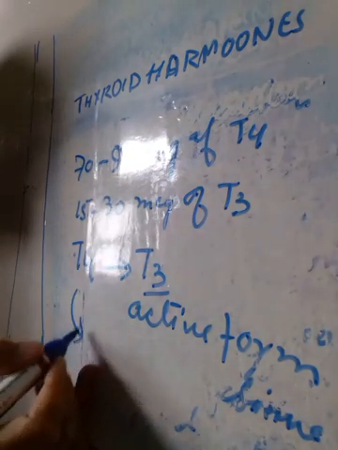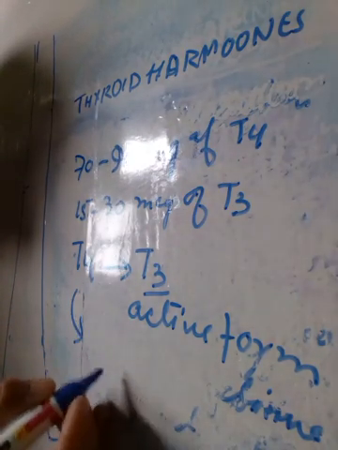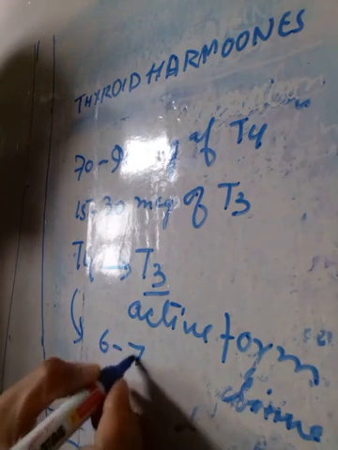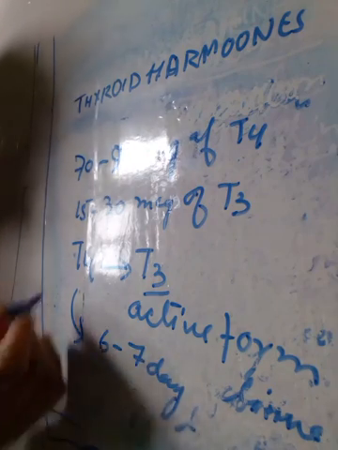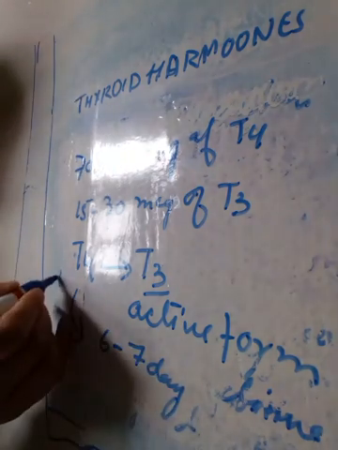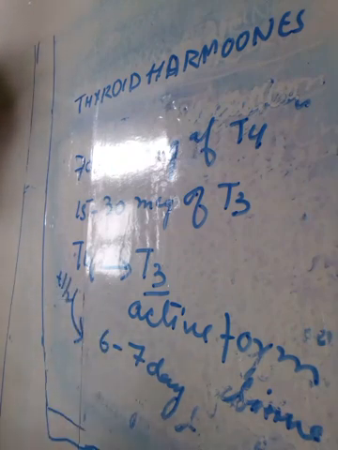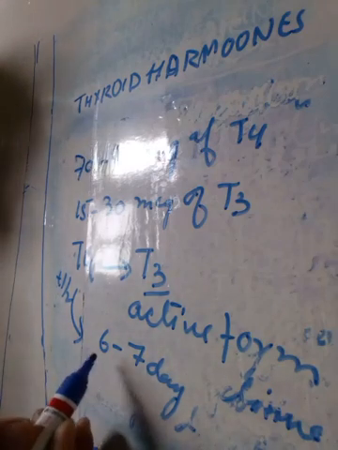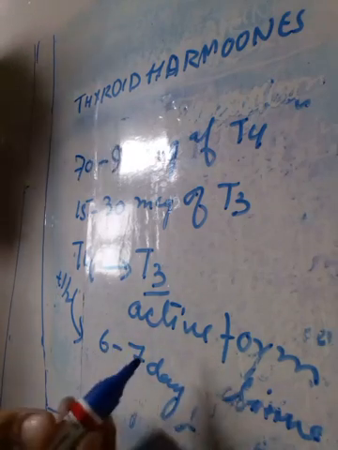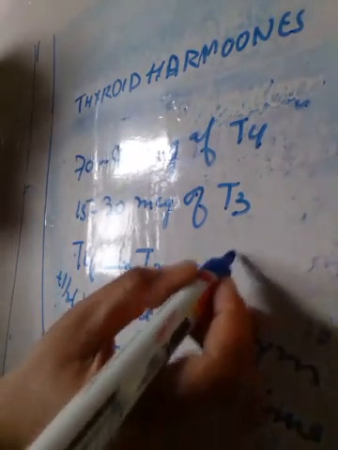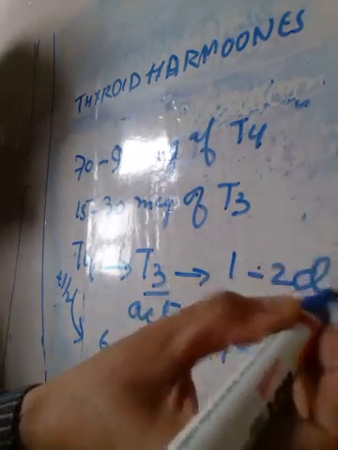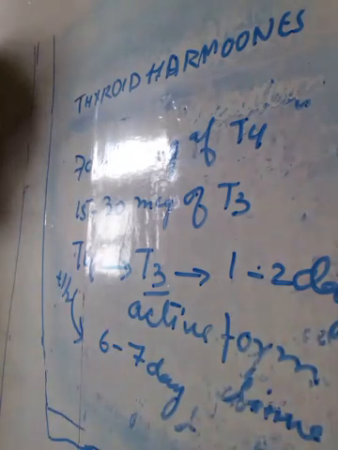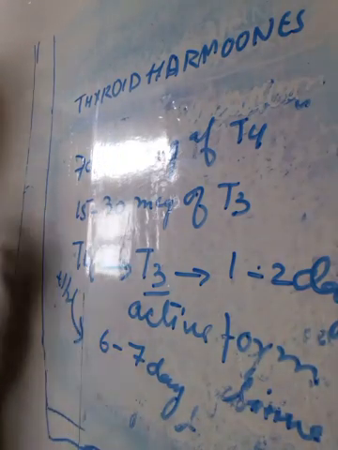The T half of T4 is 6 to 7 days. By T half, we mean the time taken to get reduced to 50% of its concentration. It takes 6 to 7 days for T4, while the T half of T3 is 1 to 2 days. This was about the regulation of thyroid secretion.